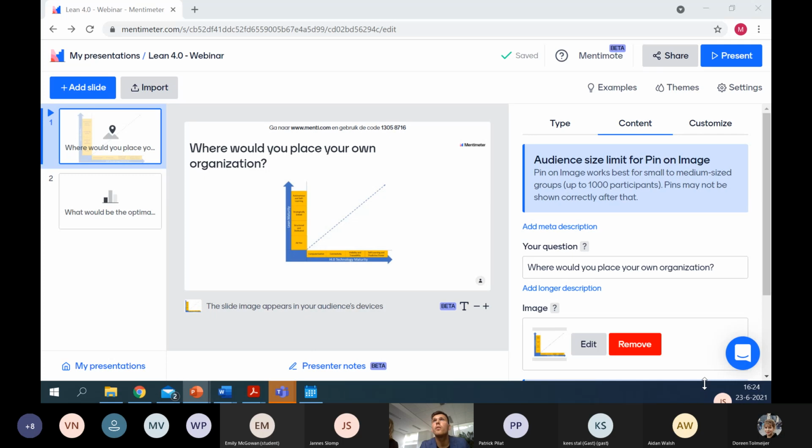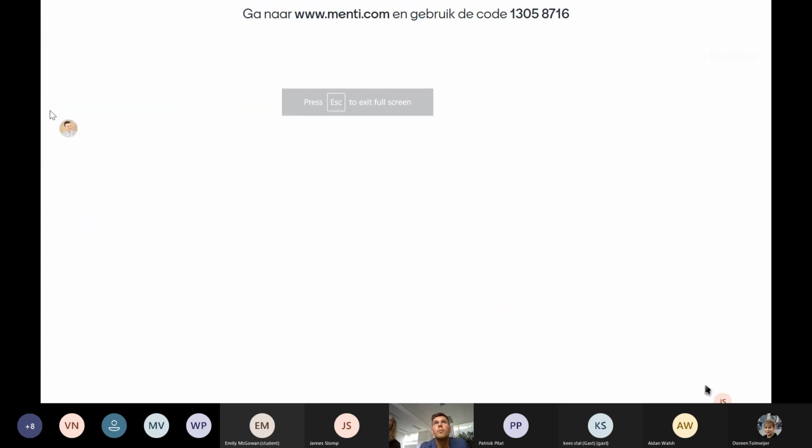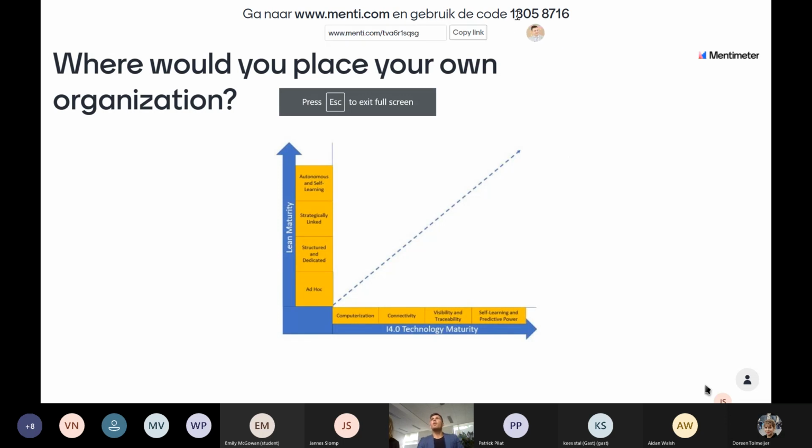Okay. When you go to menti.com and use the code above, so 13058716, then you can answer this question, and we are really curious how you would center your own organization in terms of lean maturity and the technological maturity. Maybe good to say when you go to menti.com and you use the code, your mouse becomes a little dot, and this dot you can place within this model. So we are very curious where your organization is right now.